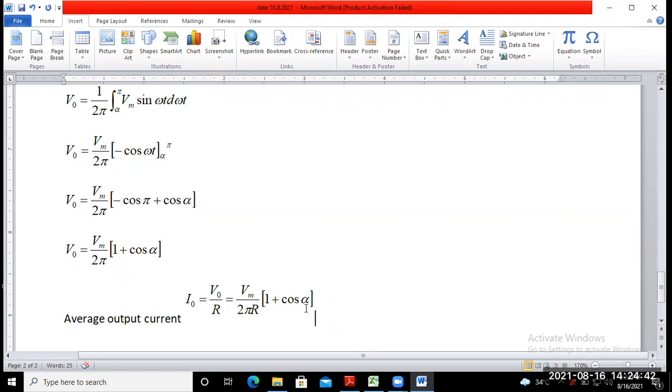Okay. So similarly, you will find out other factors, that means power factor, ripple factor.